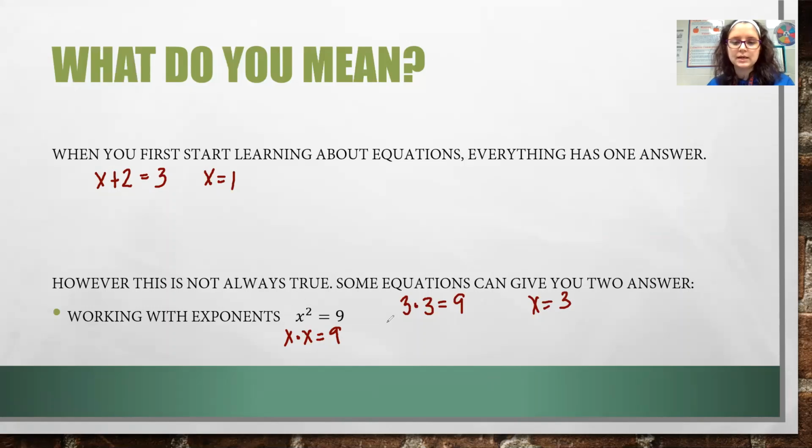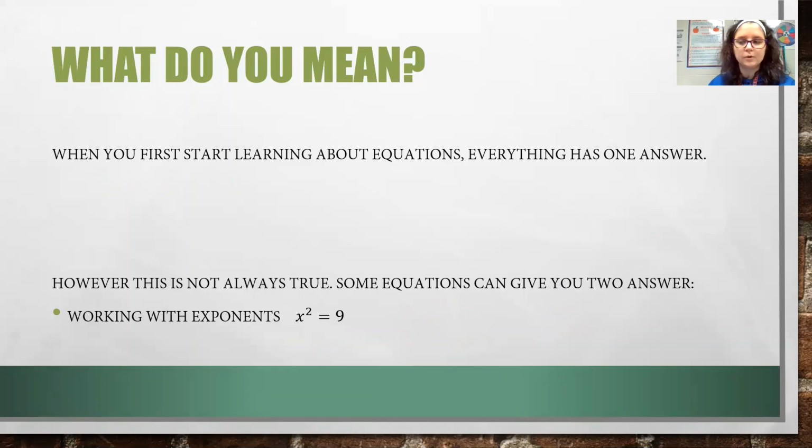But we've done some study into integers, and we also know that two negatives make a positive. So negative 3 times negative 3 also equals 9. So x could be negative 3. So when we work with exponents that are even, we end up with two possible answers, positive or the negative version of the number. So let's dig a little bit deeper into our definitions for one, many, and no solution.